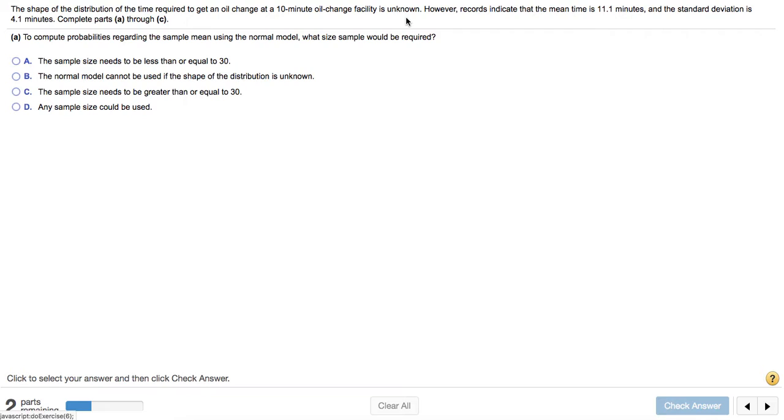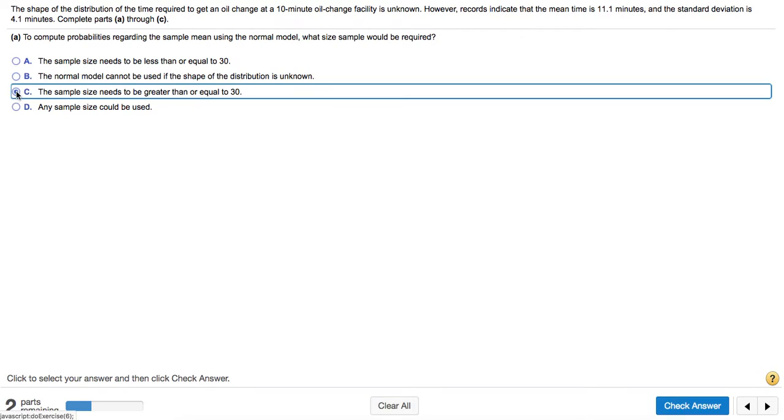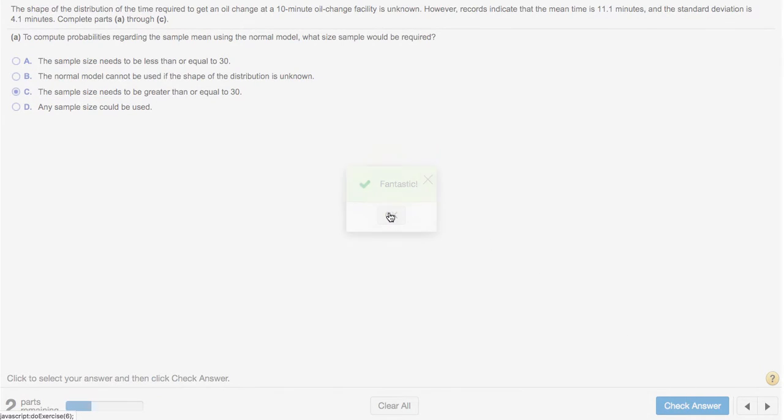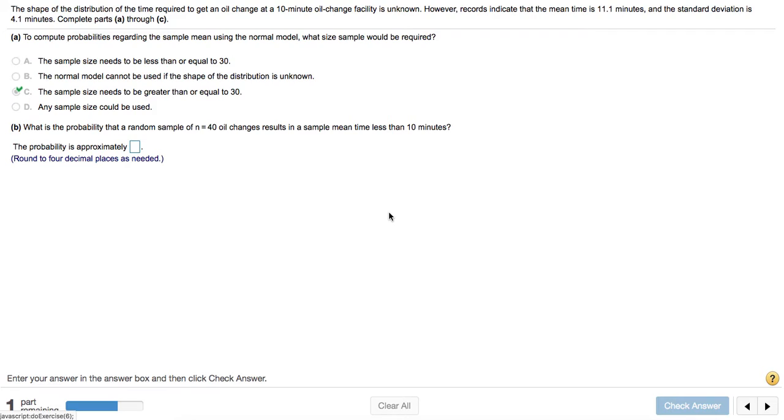So we need a sample size that is 30 or greater than 30. So I'm going to choose C. All this is stating is that to use the following procedure, you can't have a small sample size. If you start at 30 and you have something that's greater, then the new distribution will be approximately normal.